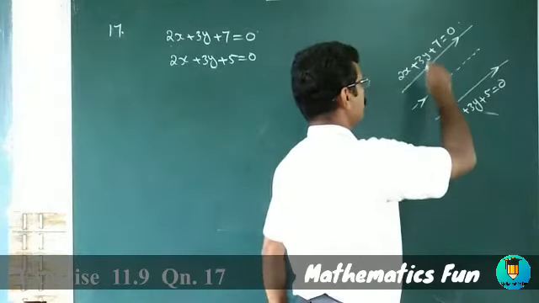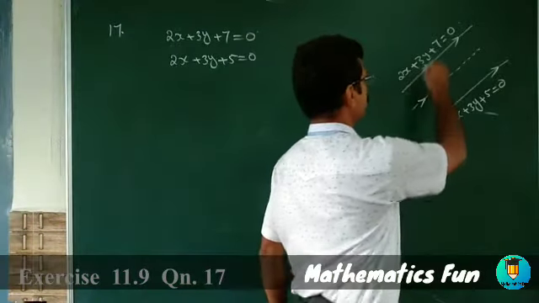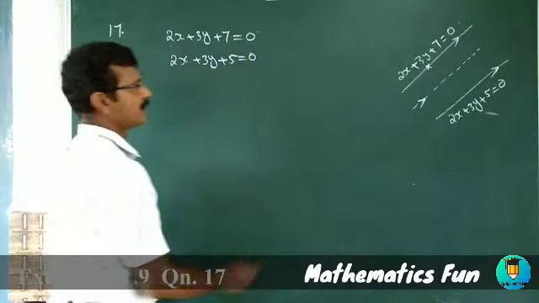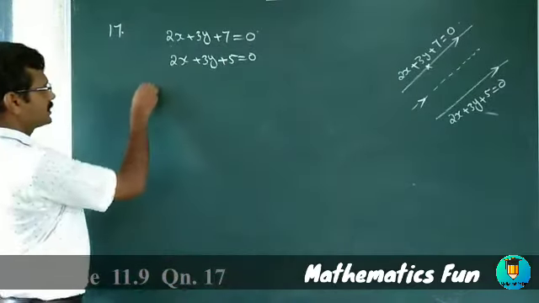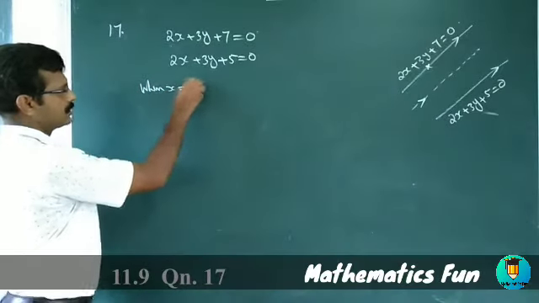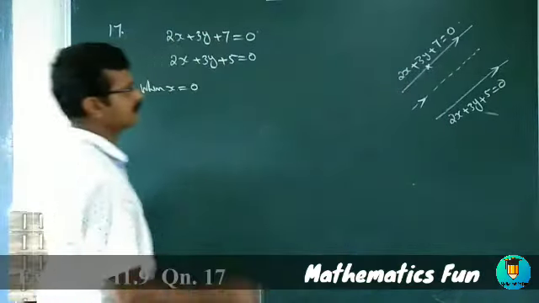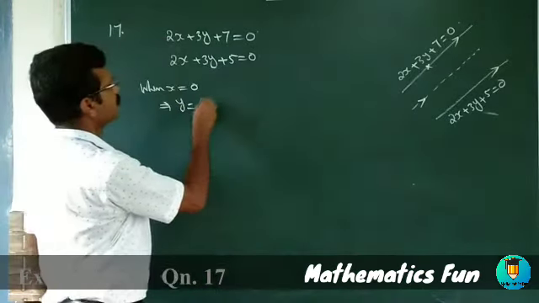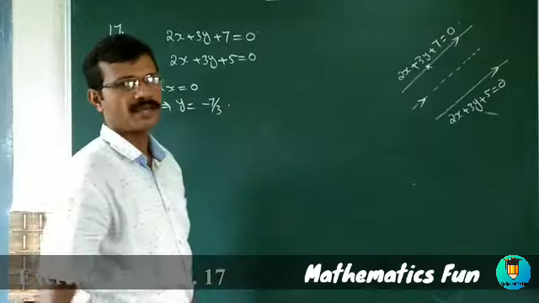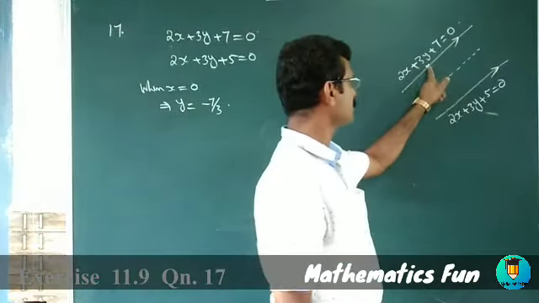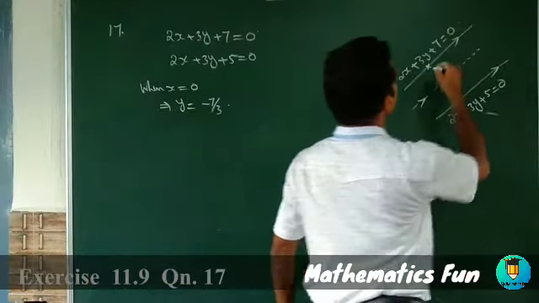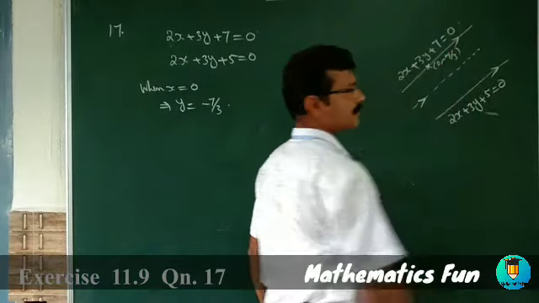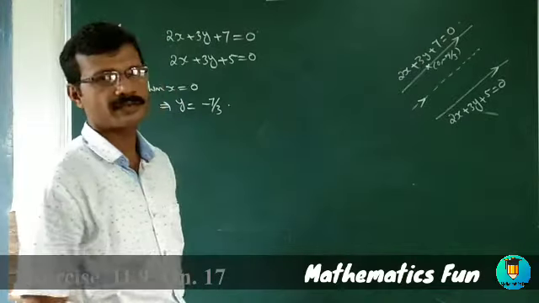So what I am going to do, I will take a point on this line. I will take a point on this line by putting x is equal to 0. When x is equal to 0, I put here, then I will get the value of y. This implies y is equal to minus 7 by 3. So I got this point 0, minus 7 by 3. Means one point on the line I got, 0, minus 7 by 3.